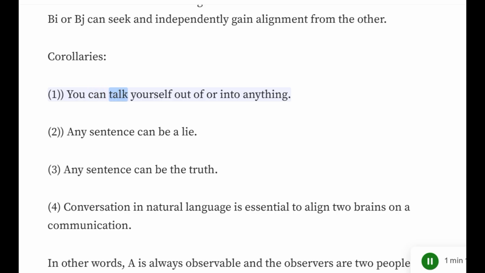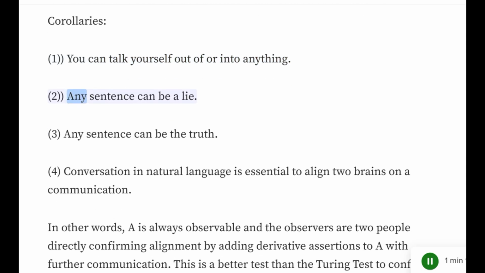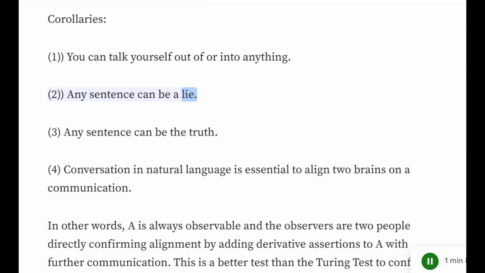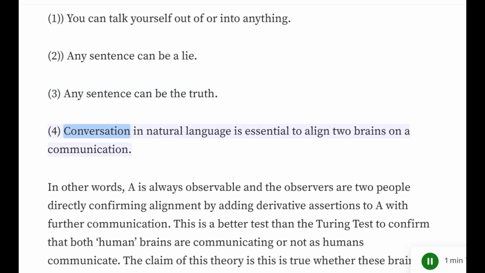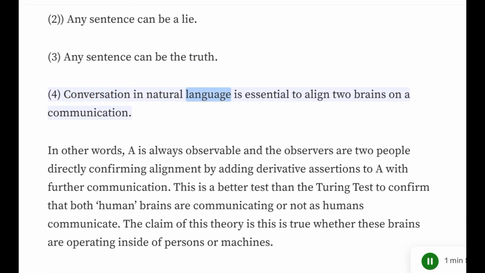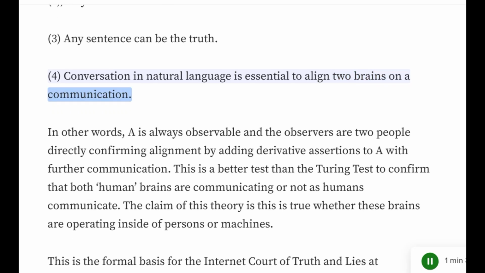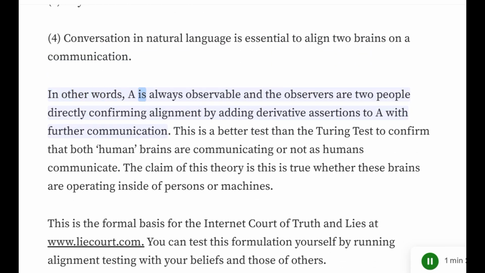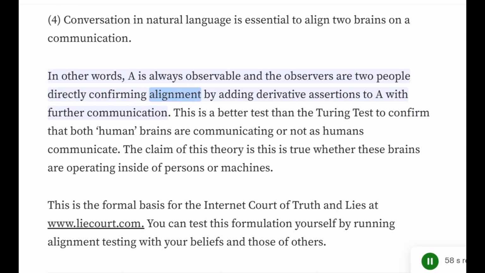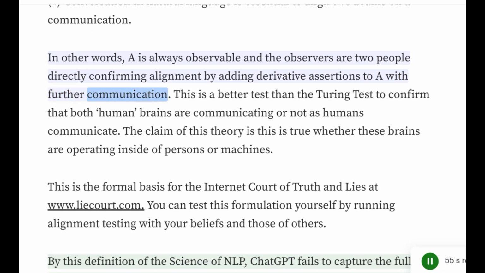Corollaries. 1. You can talk yourself out of or into anything. 2. Any sentence can be a lie. 3. Any sentence can be the truth. 4. Conversation in natural language is essential to align 2 brains on a communication. In other words, A is always observable, and the observers are 2 people directly confirming alignment by adding derivative assertions to A with further communication.